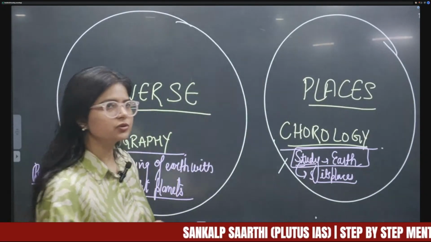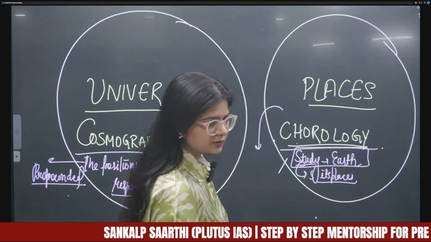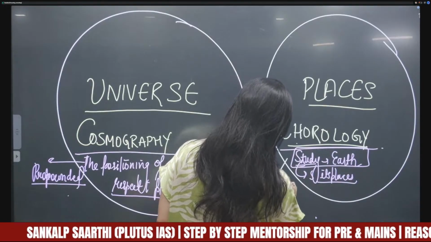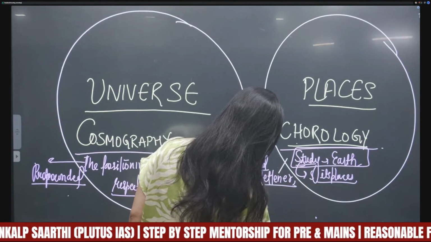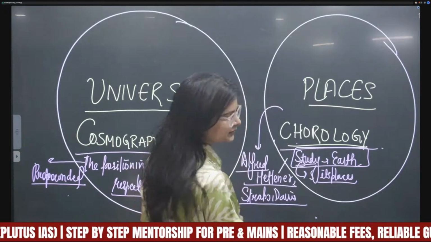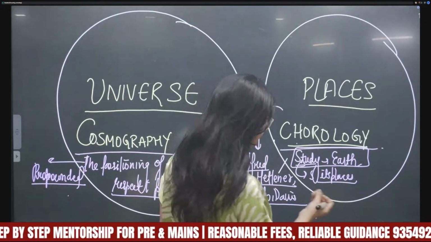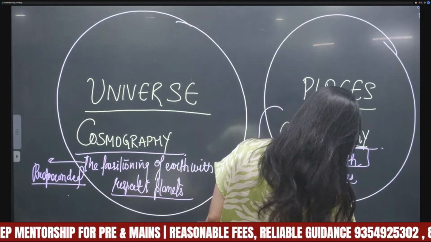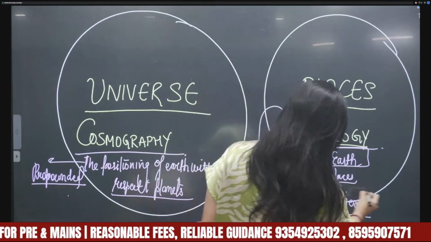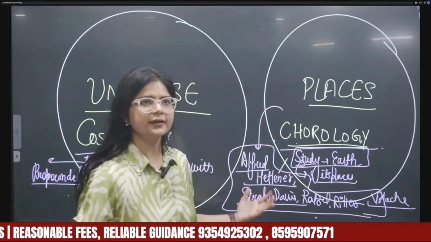There was a major contribution in this by different scholars. For example, there is a scholar called Alfred Hettner. There is a scholar Strabo. Davis, you would have known very closely. Yes, Davis theory that we have done. Yes, correct. Yes, Ratzel, Ritter, all of that. Blache, all of them have contributed immensely in the study of the place.